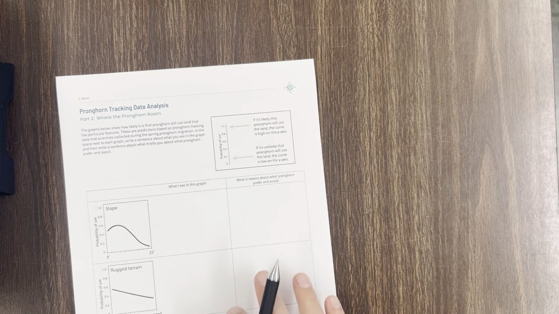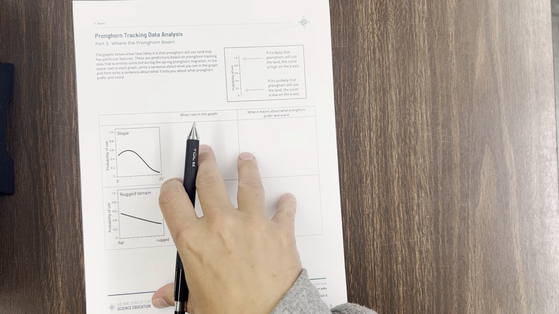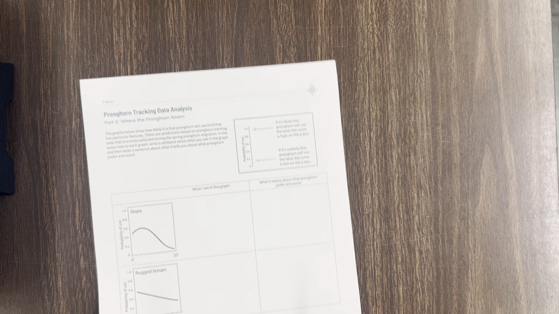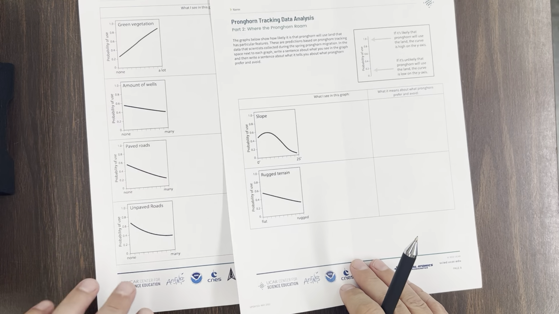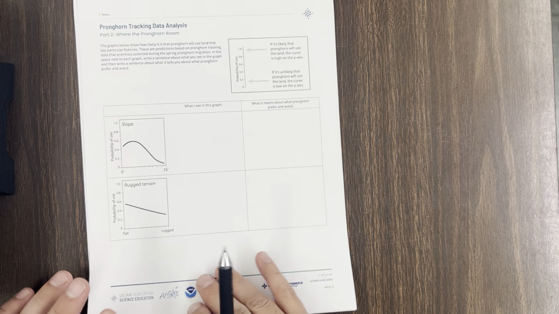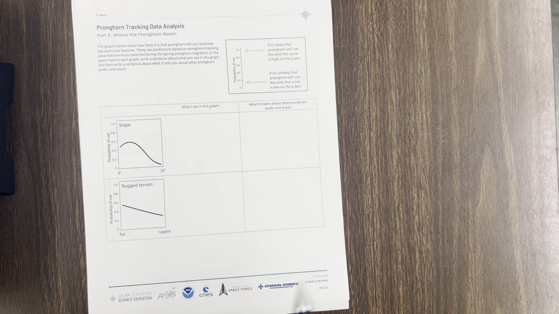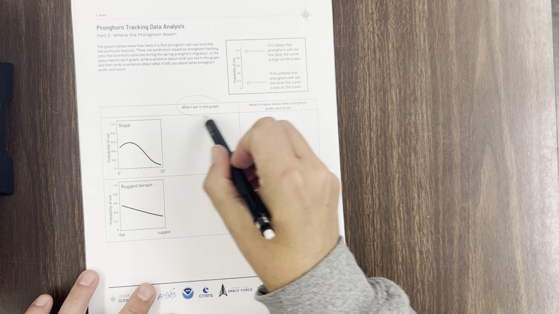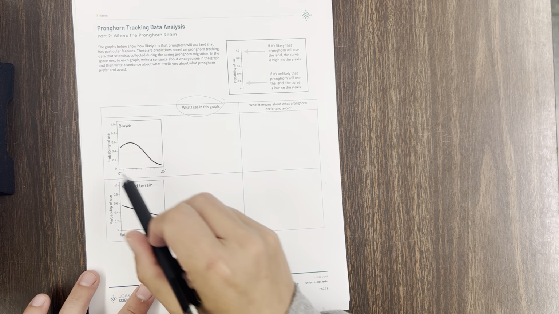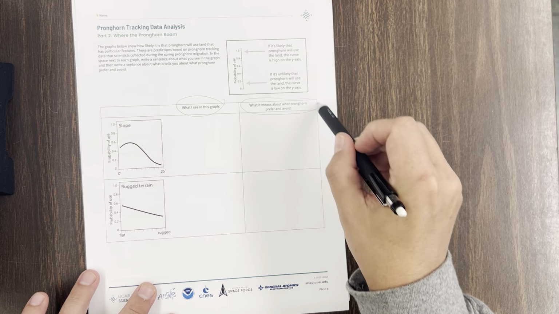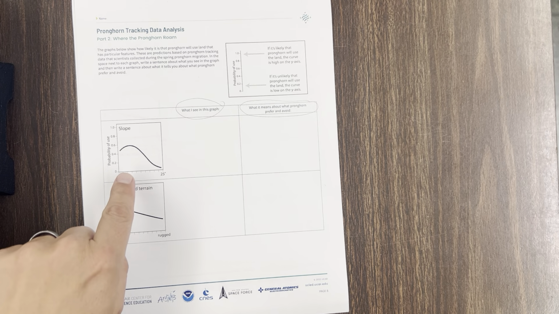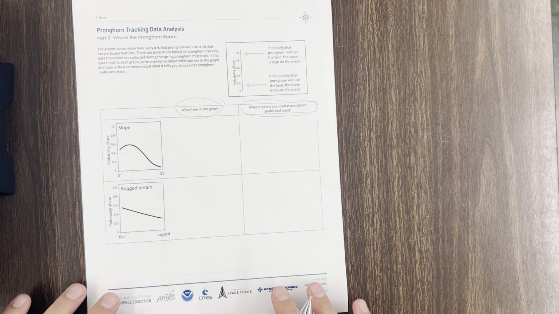The next page, though, is data that's been taken from satellite tracking. And there's graphs, and you see 2 graphs here and 4 on the next page. And what we need to do is 2 things. We need to look at each graph, and we have to say, what do we see? So we're just going to describe the trend, and then what does that mean for pronghorn? So I'm going to look at this first one and use that as an example.